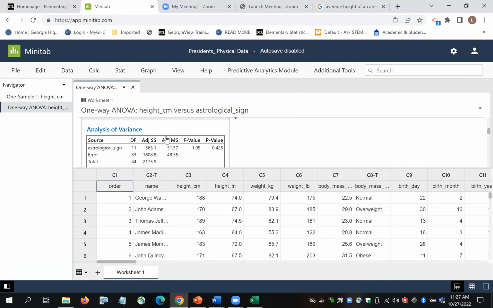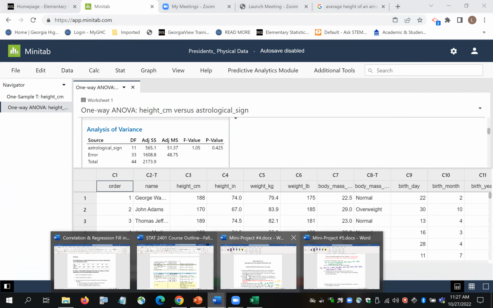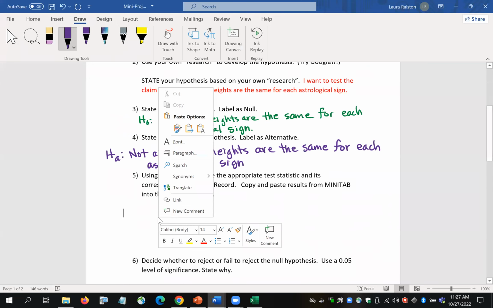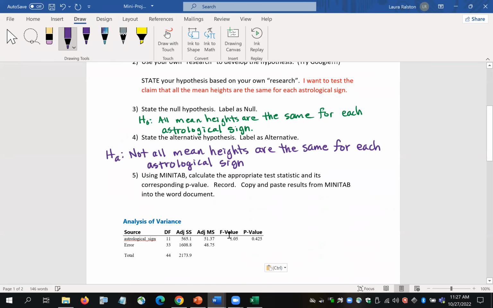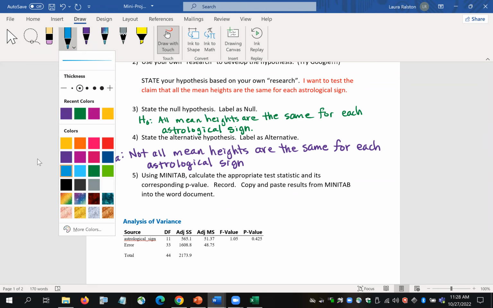And we get our analysis of variance table that contains our F value. And again, it does ask you to copy and paste that, but it also says to record, which you guys are doing a good job with. I'm having trouble with the other class not wanting to write it down.